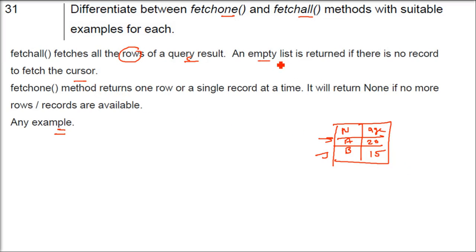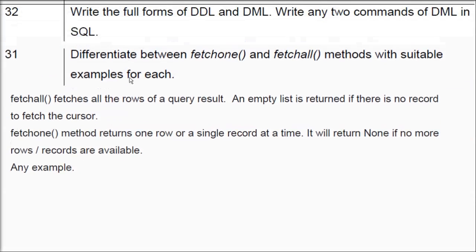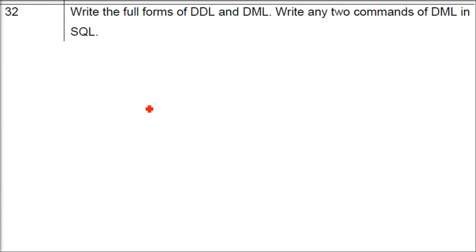An empty list is returned if there is no record to fetch from the cursor. What is fetch one? It will give you 1 row or a single record at a time. Either it will give you A or B depending upon the query you have posed. It will return None if no more records or rows are available. This is fetch one and this is fetch all.